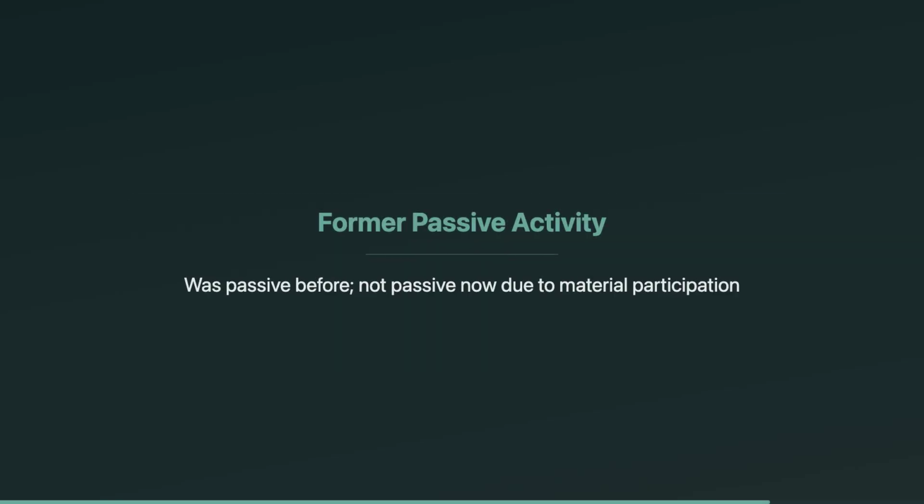Now the weird one: former passive activities. An activity can be passive in earlier years, but not passive now because you materially participate this year. In that case, prior suspended losses from when it was passive can be used, but generally only up to the current year income from that same activity, so the carry forward can soak up profits once you become active.